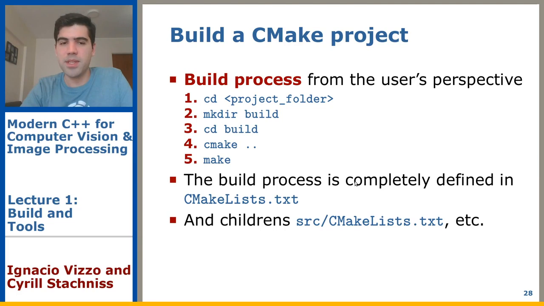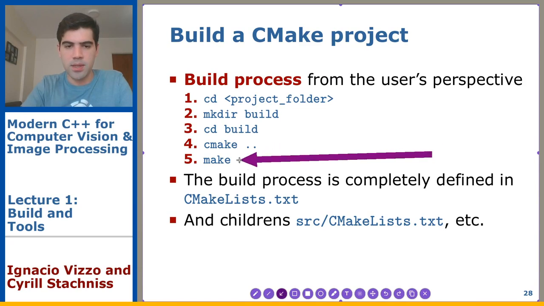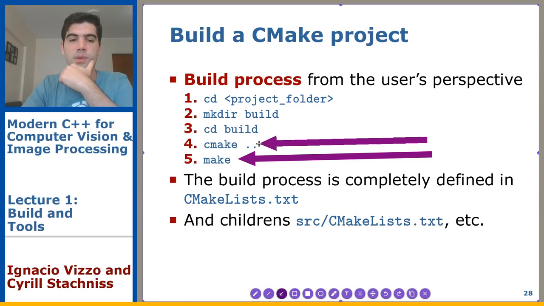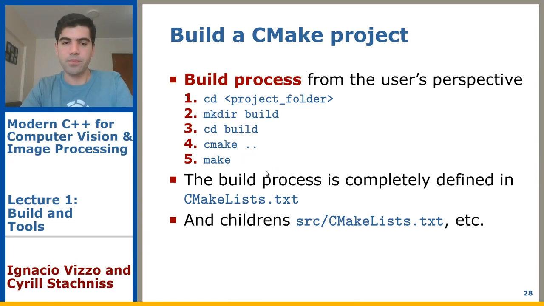So from a user perspective, once you have this build script, the only thing you need to know is the usual process: create a build directory, then execute CMake, and lastly run make. This first step is needed because CMake is not a build system, it's basically a build system generator. So the first step is to create the build system, make for example, and then run make. All the process is completely defined in the CMakeLists file.